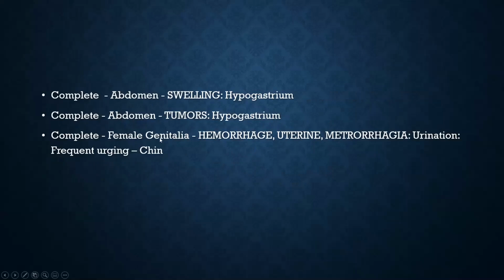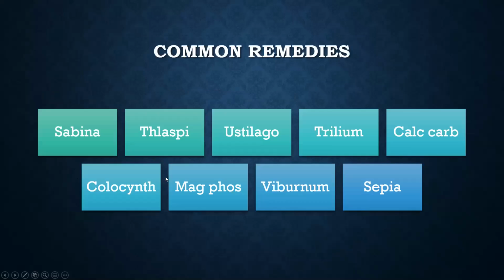Again, Complete Repertory, go back to the female genital chapter. There is hemorrhage, uterine, metrorrhagia, urination, frequent urging. Only one remedy is there, that is Sterner. And the most common remedies are again Sabina, Thlaspi, Ustilago, Trillium.